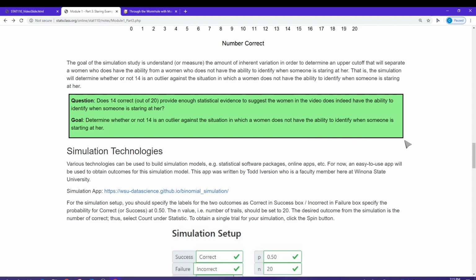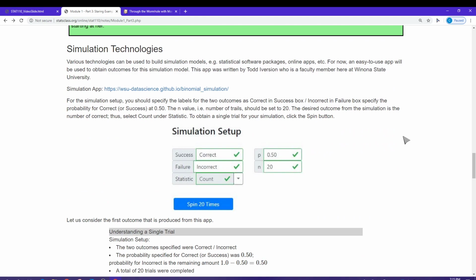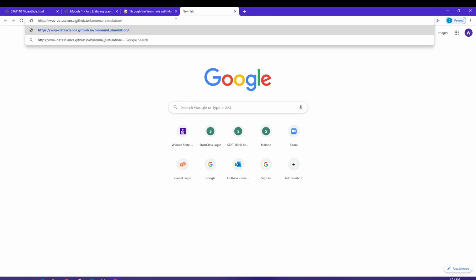Okay, all right, so let's set up a simulation model here. And we are going to use an app that was written by Todd Iverson, who is a faculty member here at Winona State University. So you can go ahead and click on that app. I'm going to actually highlight it and put it into a new tab, just so I can go back and forth between the notes.